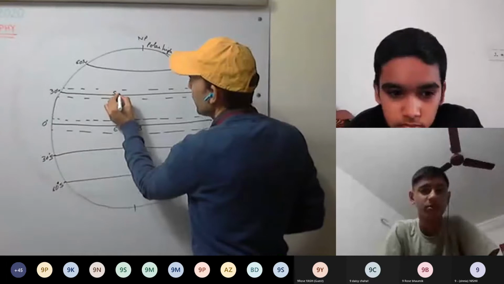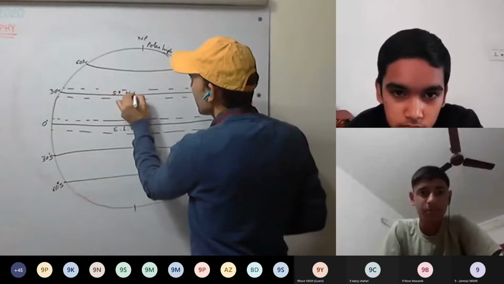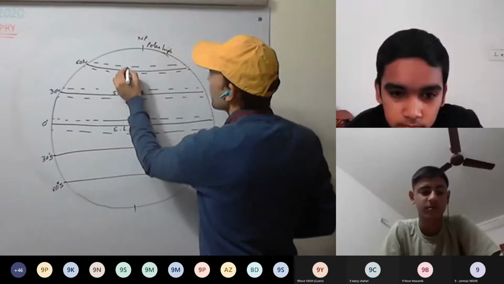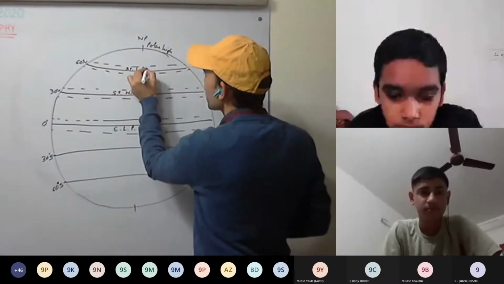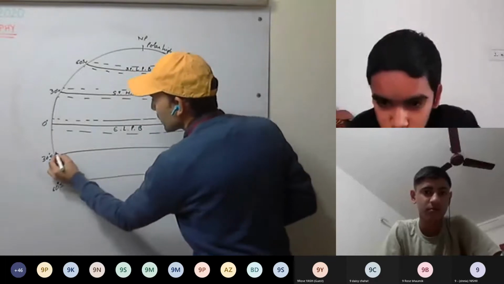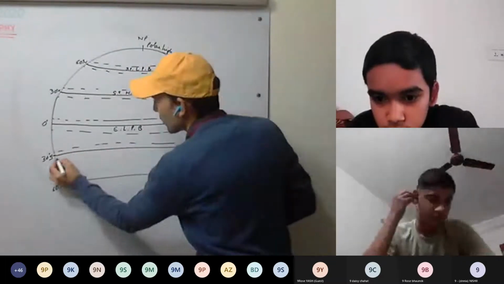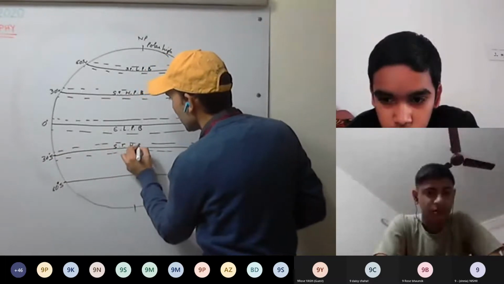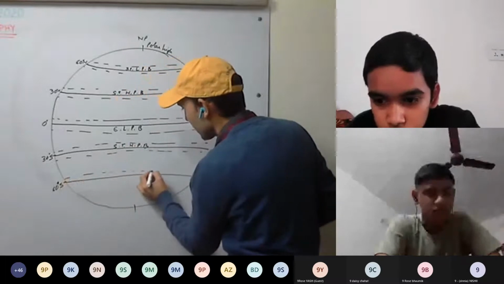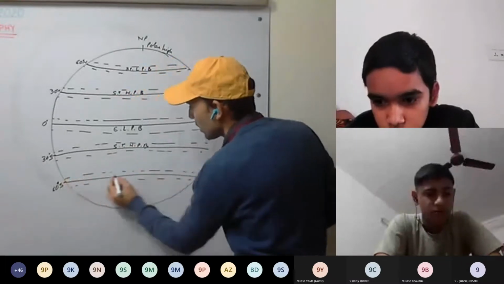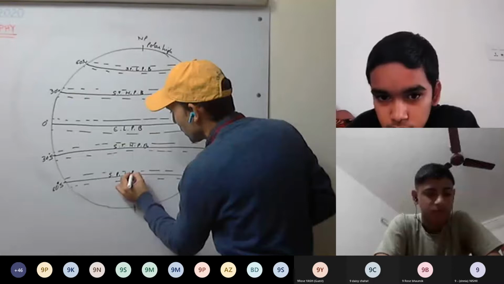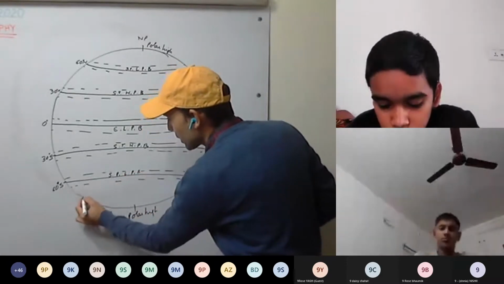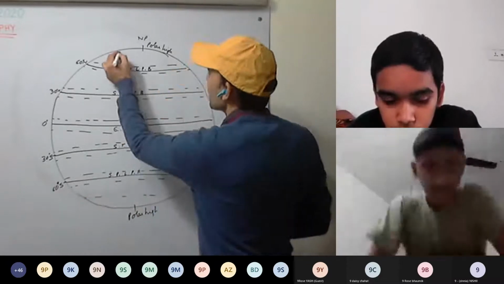Here we have the subtropical high pressure belt. And this is the subpolar low pressure belt. Here we have subtropical high pressure belt, subpolar low pressure belt. And here we have polar high. Okay. Beyond 75 degrees.